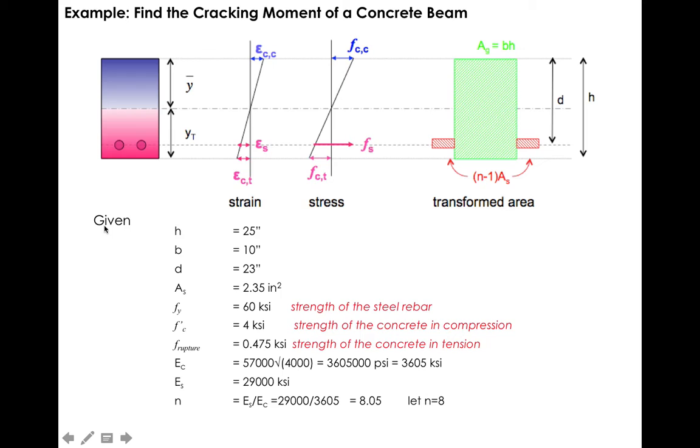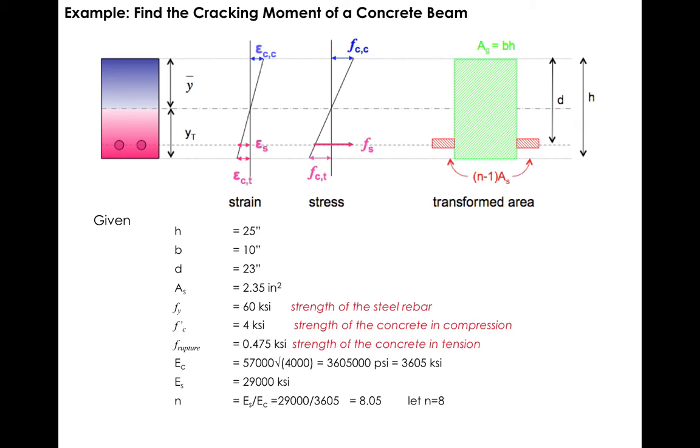So if we take an example here where we've been given a bunch of parameters, we've got the height, the width. You'll notice the width is a little bit less than half of the height. That's typical for a concrete beam. The depth to the steel, D, and again you'll notice that's about the height minus about 2 inches, and that's about typical too. Then we have an area of steel that's given, a strength of the steel. This is a typical number for strength of steel. A strength for concrete, also fairly typical. A strength of the concrete in tension, the elasticity of the concrete, the elasticity of the steel, and that allows us to compute n, which is that measure of how much stronger the steel is than the concrete, and we got n equal to 8 there.